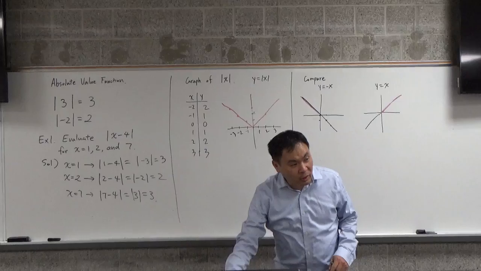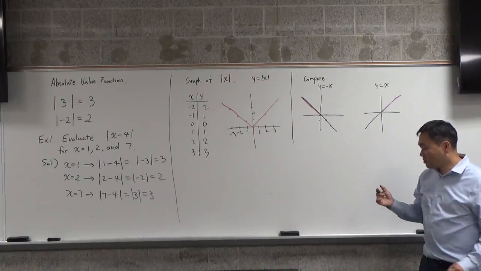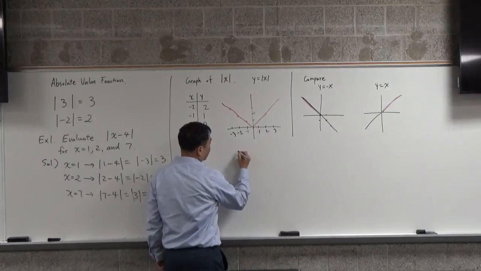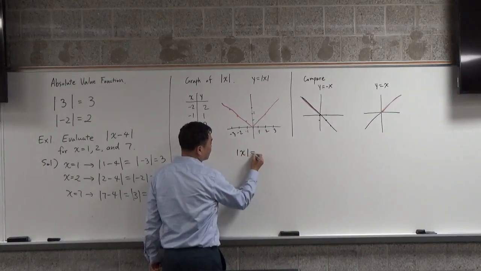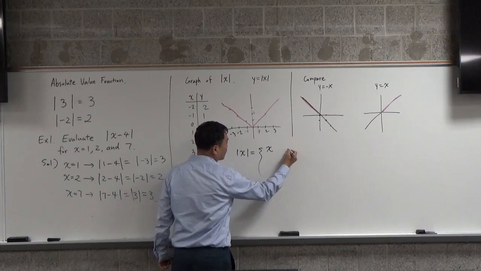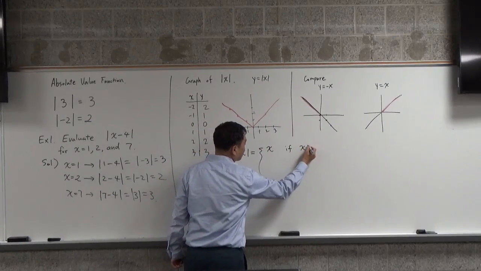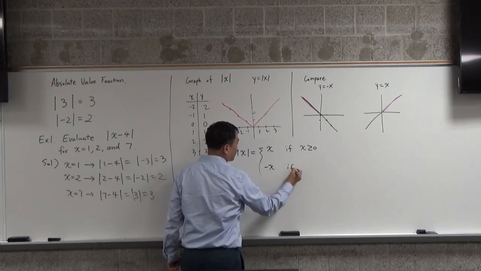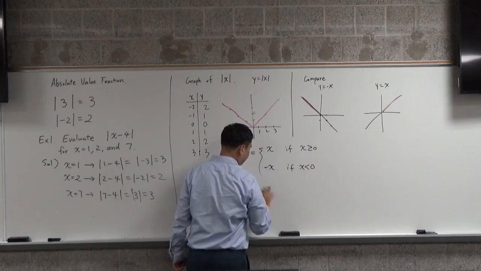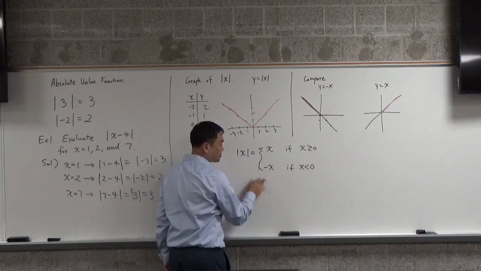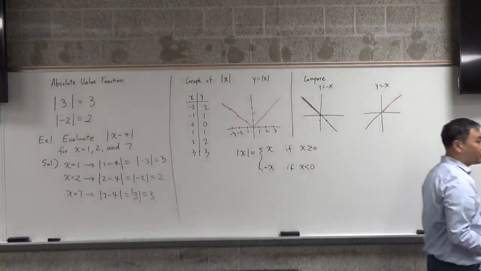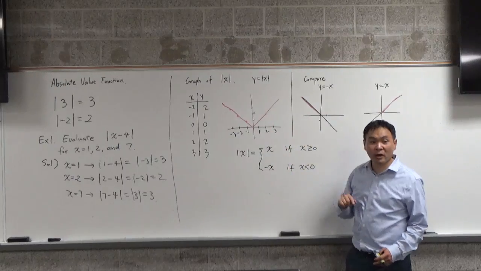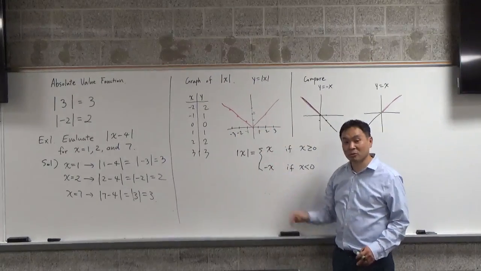And you can write that down as the following. So you can say that absolute value of x is the same as x if x is greater than or equal to 0, and negative x if x is less than 0. Okay. In other words, on the right side, the graph follows y equals x. On the left side, the graph follows negative x.